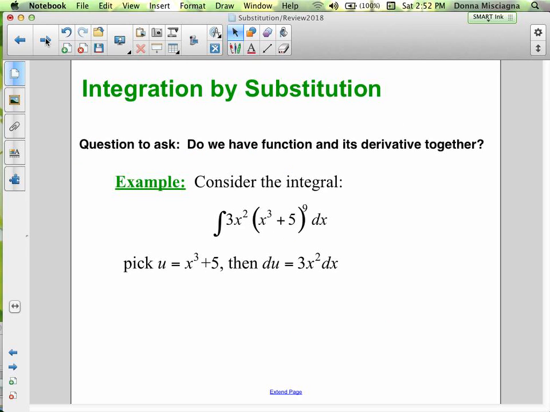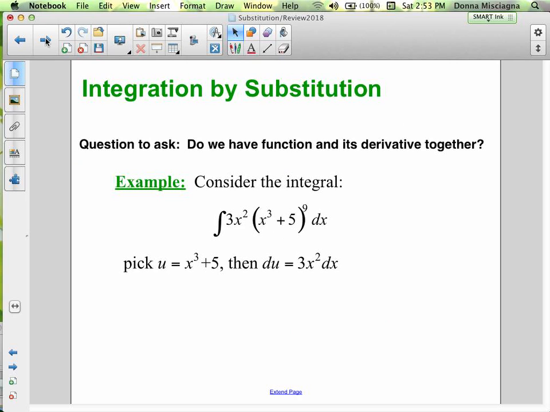So a question to ask: do we have the function and its derivative together? Consider the integral of 3x squared times (x cubed plus 5) to the 9th power dx. We have to make sure that we pick the right u so that we have its derivative. If we picked (x cubed plus 5) to the 9th power as u, that would be a problem because we don't have its derivative. We do, however, have the derivative of x cubed plus 5.